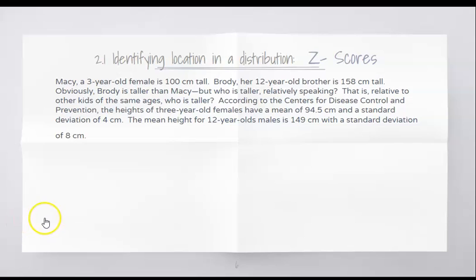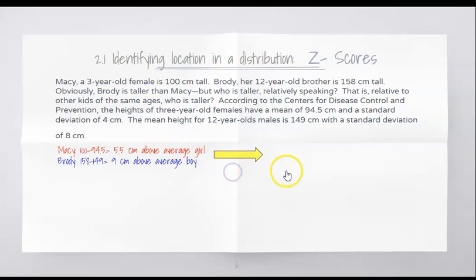All right, so let's figure this out. Macy is 100 centimeters, and if I subtract the average from her, 94.5, she's 5.5 centimeters above the average girl her age. Brody is 158 centimeters, and I subtract the average of 149, he's 9 centimeters above the average boy. But that's not a great indicator because it's not factoring in what the typical distance is going to look like. So it's hard to compare these two, okay?